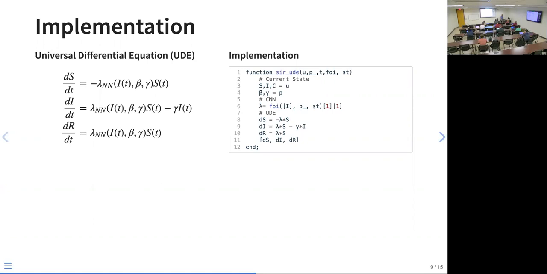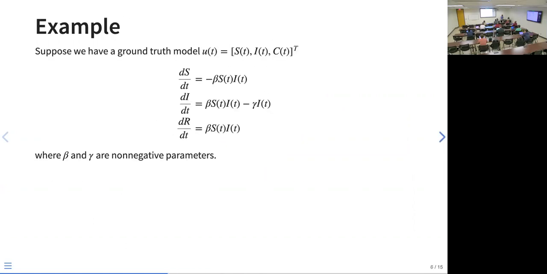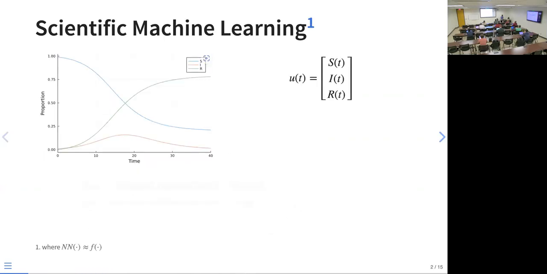Oh, very interesting. Can you just elaborate a little bit more on the training data? What is the training data? The training data looks like here. We have sampling a time point here. So it's not continuous, just from 0 to 40 days and sampling each day. So that's the training data.